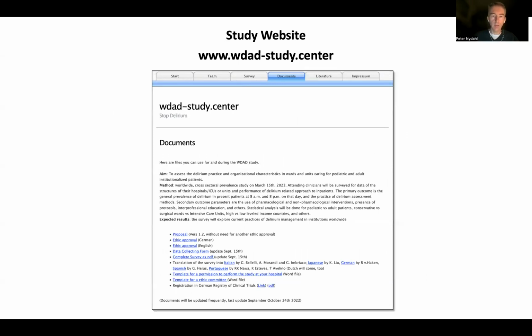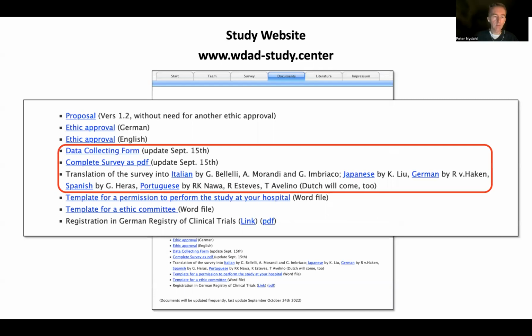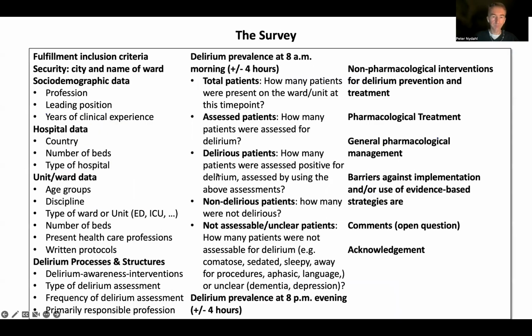You go to the documents section, and here you download the data collection form and the complete survey as PDF. There are several translations in different languages available, like Italian, Japanese, German, Spanish, Portuguese, and Dutch will come too. Here is an overview of all questions we are asking during the survey. These are socio-demographic data, hospital data, unit or ward data, structures, processes, and so on.